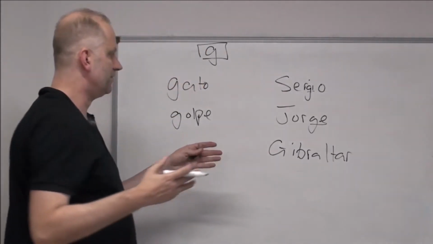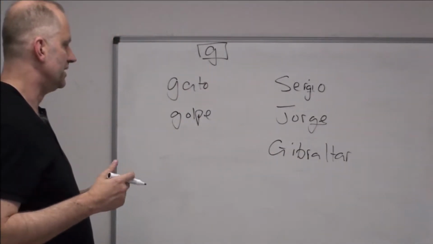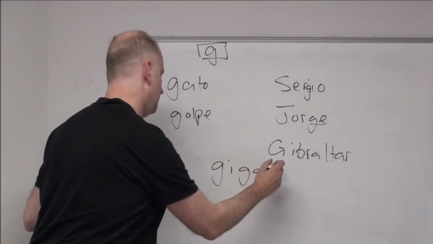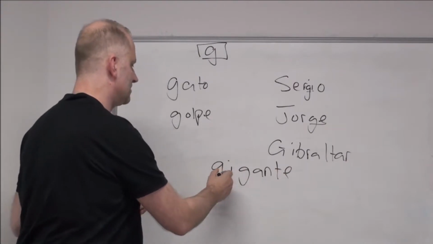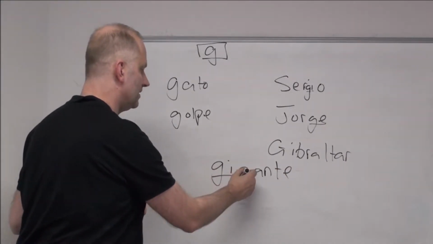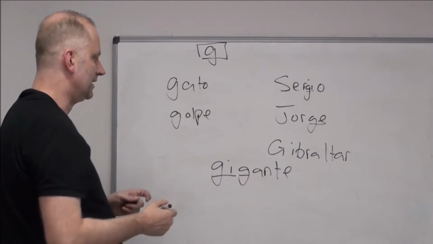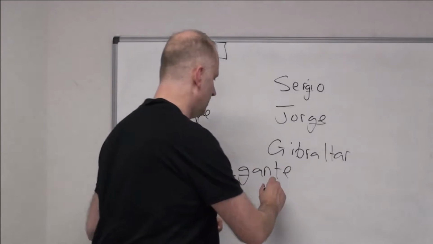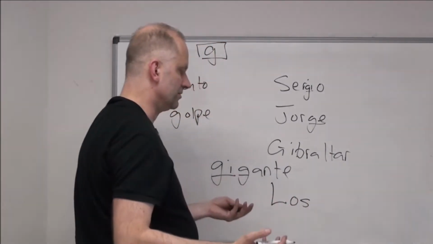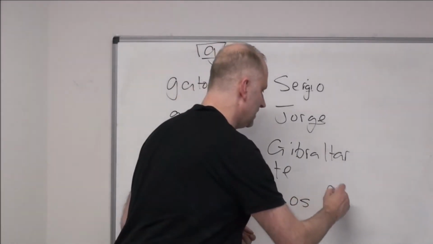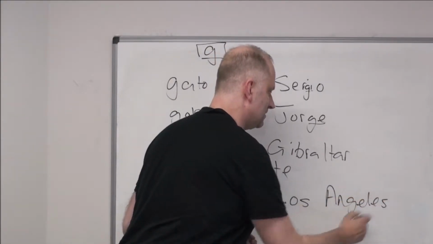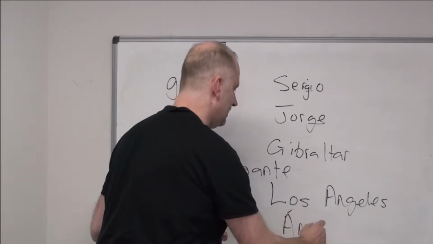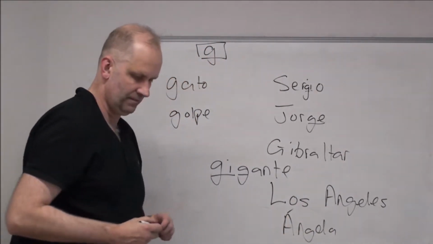Sometimes you've got the two versions of G in the same word. For example, gigante. Here, because it's GI, the first G is an H sound, and then G followed by an A is just a hard G: gigante, meaning giant. If you think of the Spanish city which means the angels, in English we say Los Angeles, but in Spanish it would be Los Angeles. Or the name Angela.